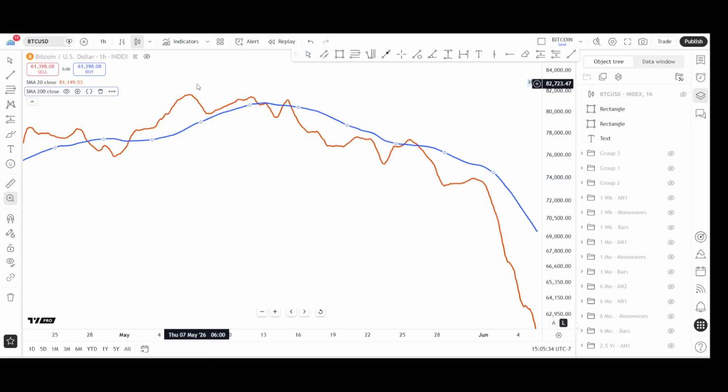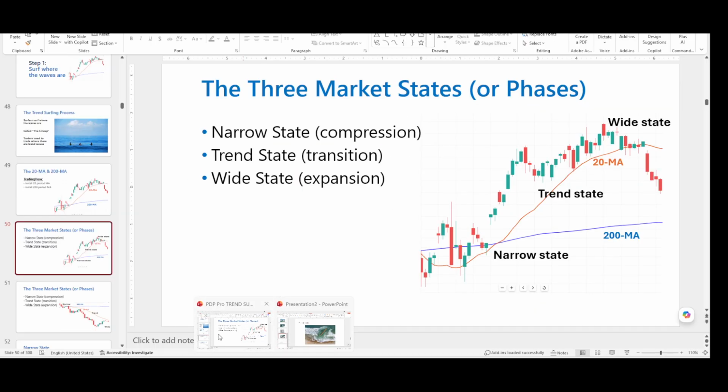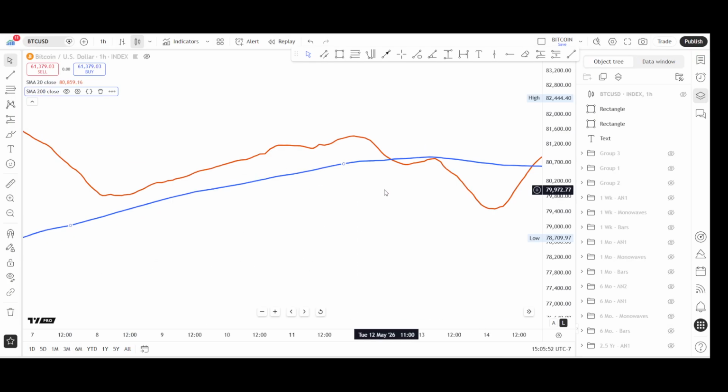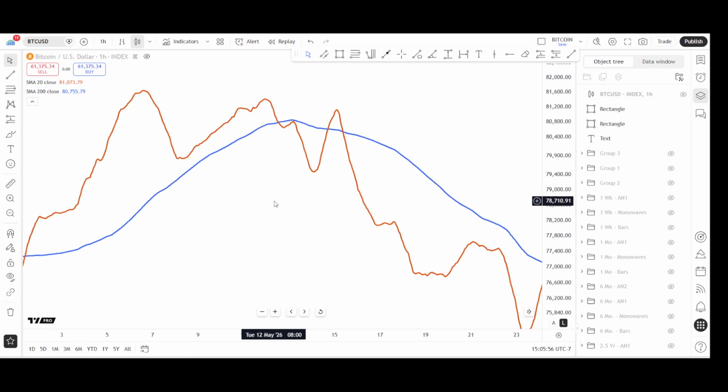Why does this look like a narrow state? Because the 20 and the 200 are relatively parallel. That's what we're looking for. This is surfing where the waves are. This right there, that's what we're looking for. So what comes out of that? And why do we surf there? Why are we interested in that particular location? Because that is going to be where we find the initiation of a pattern.